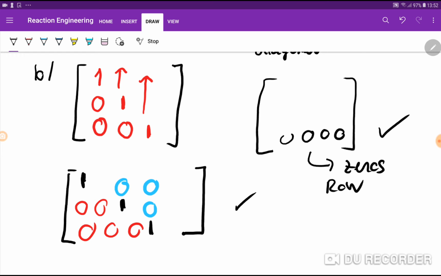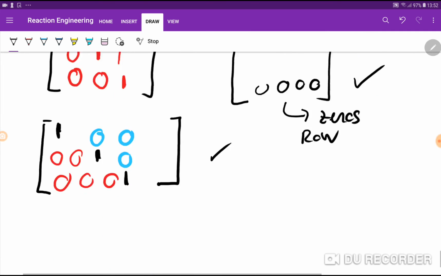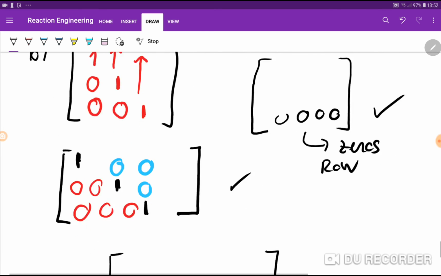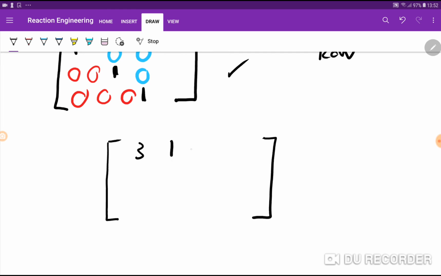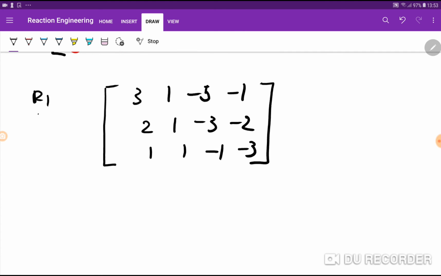Now we're going to start the example, and you'll see what I mean. I'm going to rewrite a matrix, which is 3, 1, -5, 3, 1, -5, -1, 2, 1, -3, -2, 1, 1, -1, -3. I'm going to call these R1, R2, R3. Okay, how do you do row reduction?